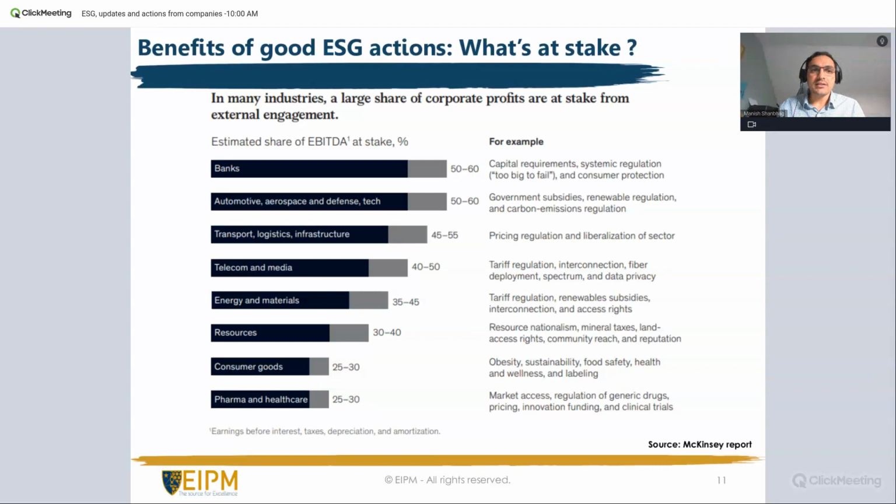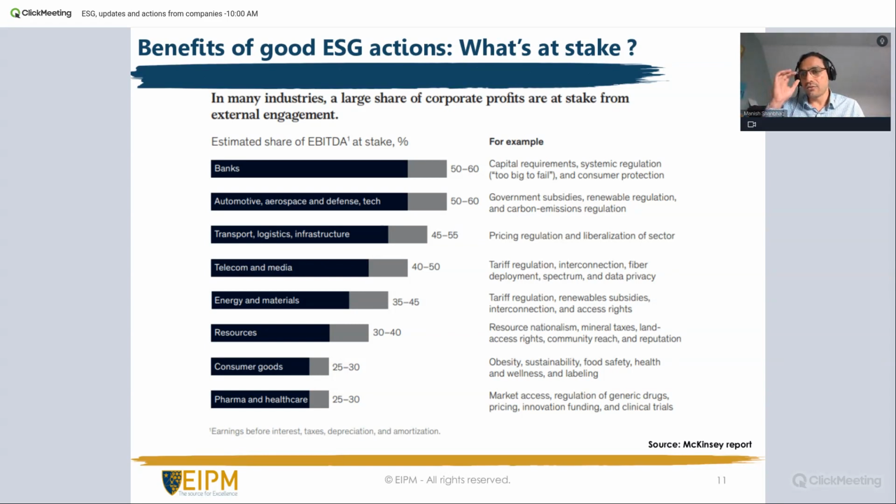And if you look at the different domains here, you have banks, you have automotive, and so on and so forth. We are talking about, let's say, automotive, aerospace and defense, around 50 to 60% in this particular sector is the estimated share of EBITDA, so earnings before interest, taxes, depreciation, and amortization, right? So around 50 to 60%, and this is at stake, right? So if we are a $10 billion organization, and we are talking about 5 to 6 billion is at stake here, right?